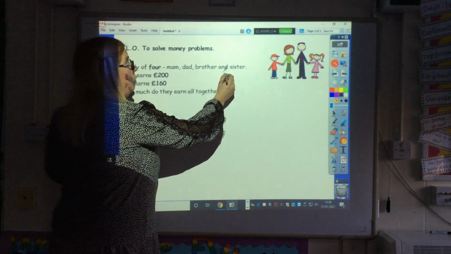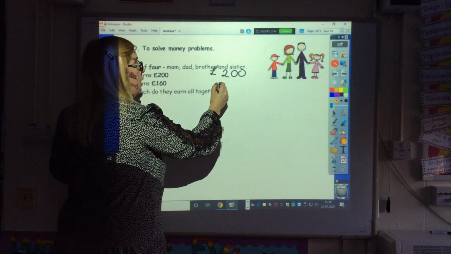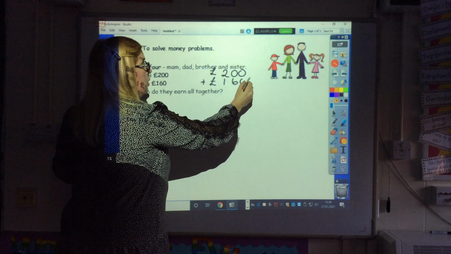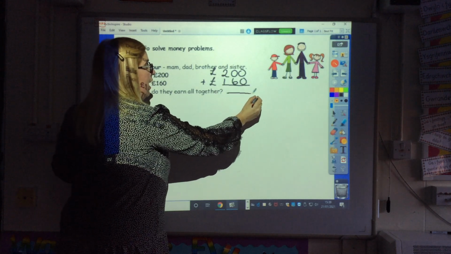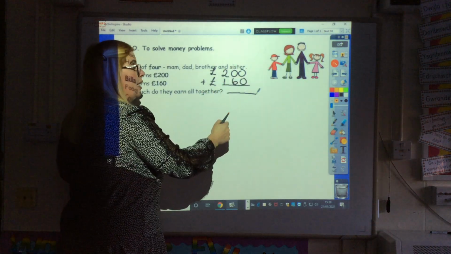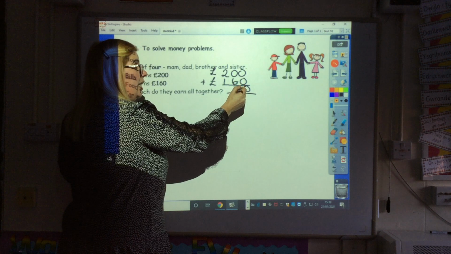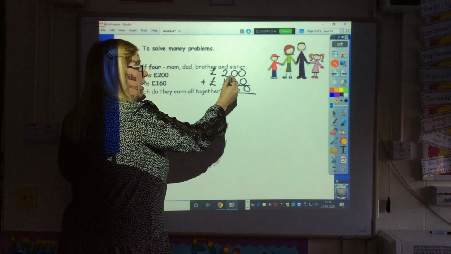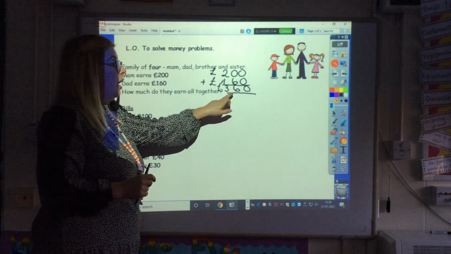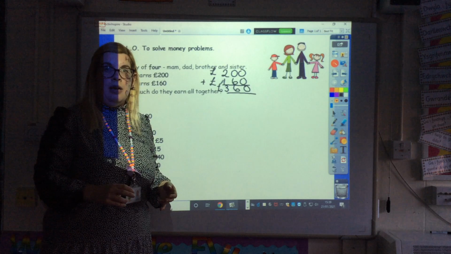So we know we've got £200 plus £160. And remember, we use our place value knowledge to work out the sums. We work over here on the right hand side. 0 add 0 is 0. 0 add 6 is 6. And 2 add 1 is 3. So that means that this family are earning £360 a week coming into the house.